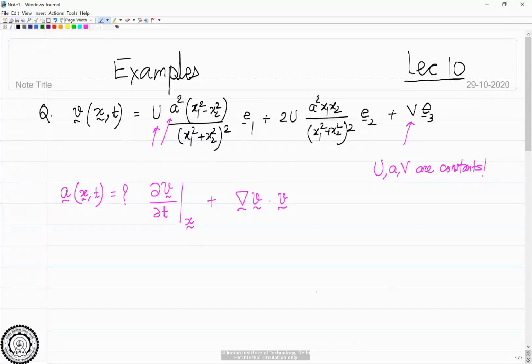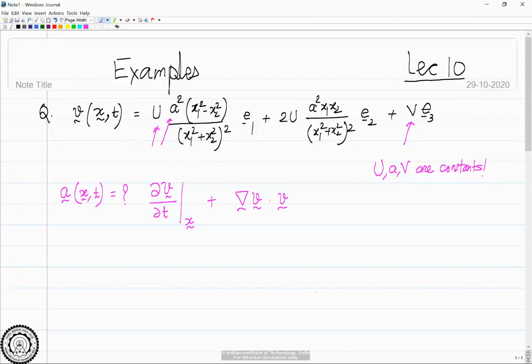Sir, it does not look like it, because it does not involve any function of time, but because of the gradient of v, because of the del v term, that acceleration will be there. So you're saying that there is no acceleration? I mean to say, sir, there is acceleration. Yes.